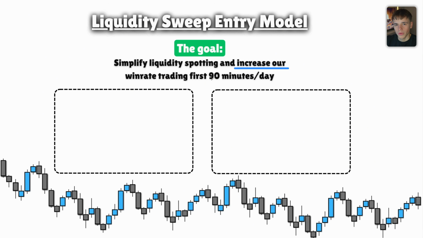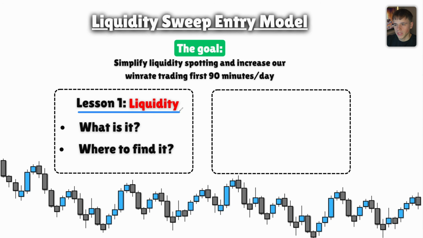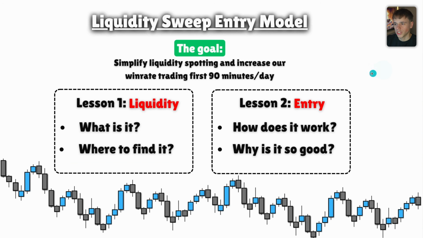You can choose whether you want to trade New York, London, or Asia. It doesn't really matter, as long as it's the first 90 minutes, because that is when there is the most volatility in the markets. The first lesson is about liquidity: we are going to learn exactly what liquidity is and how to find it on the chart. The second part is the entry: how it actually works, why it is so good, why I love it so much, and why it works so well in the markets.